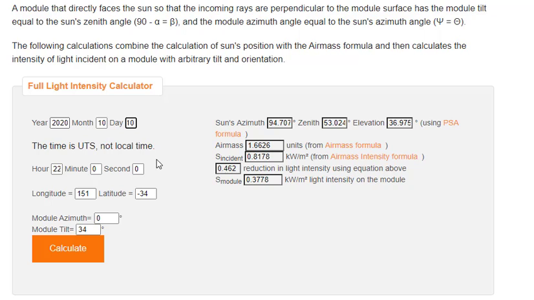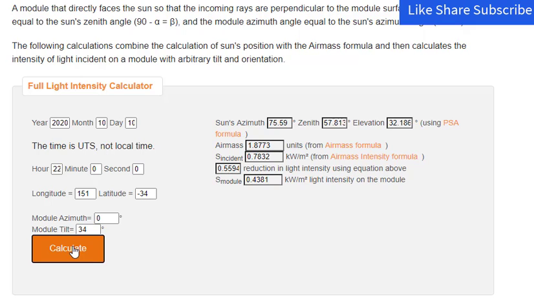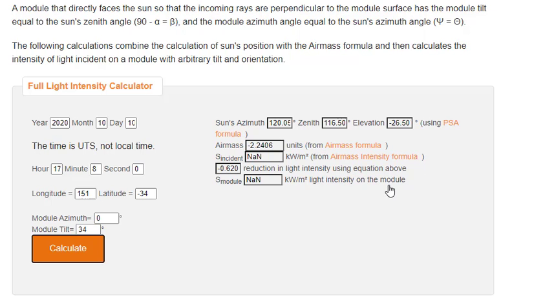A module that directly faces the sun so that the incoming rays are perpendicular to the module surface has the module tilt equal to the sun's zenith angle, 90 minus alpha equals beta, and the module azimuth angle equal to the sun's azimuth angle, psi equals theta. The following calculations combine the calculation of sun's position with the air mass formula and then calculate the intensity of light incident on a module with arbitrary tilt and orientation.